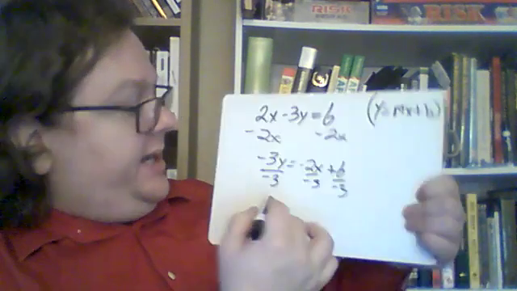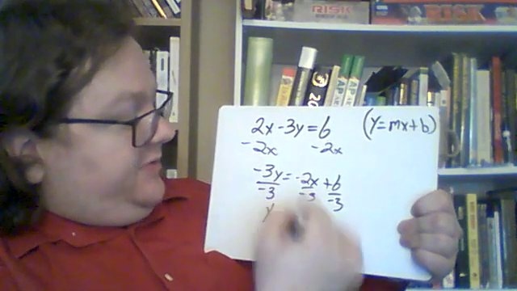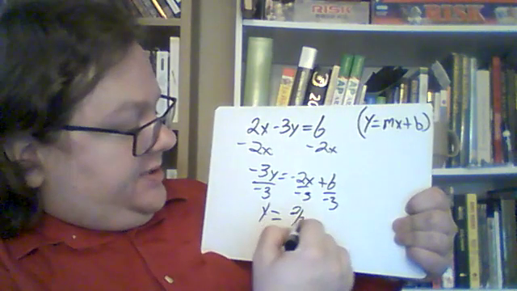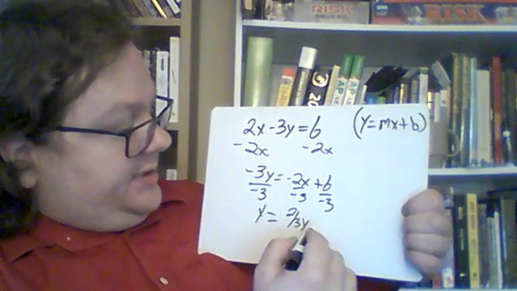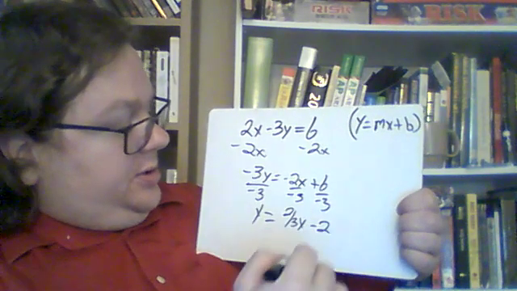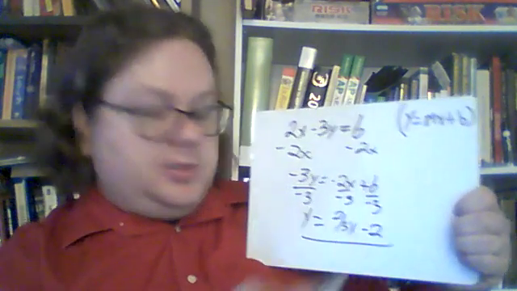So that y equals negative over negative means the negative goes away. 2/3 x. 6 divided by -3 is -2. 2/3 x minus 2. And now we've got it in slope-intercept form.